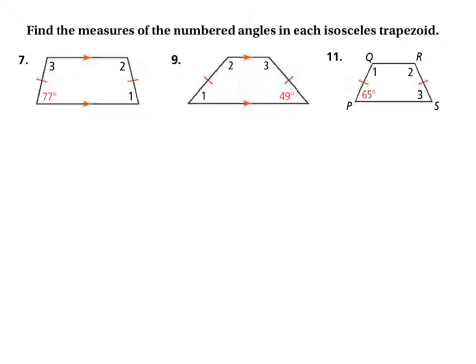Okay, so we're asked to find the measures of the numbered angles in each isosceles trapezoid. We need to know a few facts about isosceles trapezoids. Well, one fact that we need to know is that the base angles are congruent.